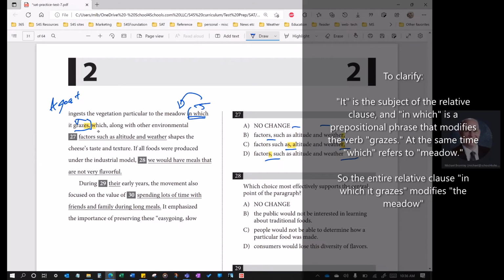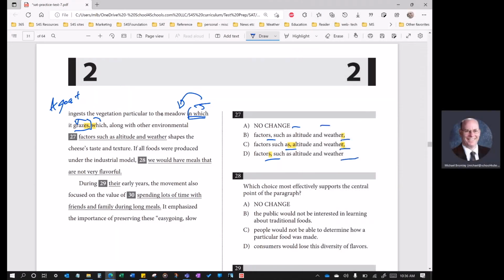Okay, and then which, along with other environmental factors such as altitude and weather, shapes. I have another relative clause here because I have a subject, which, and here's my verb, shapes. Notice how in which it grazes, my subject is actually it, and grazes is the verb. In which is a preposition, but this is a pronoun reference to the meadow. So it's just saying the meadow is which, and then it grazes. This is a relative clause because it is modifying. It's also called an adjective clause.